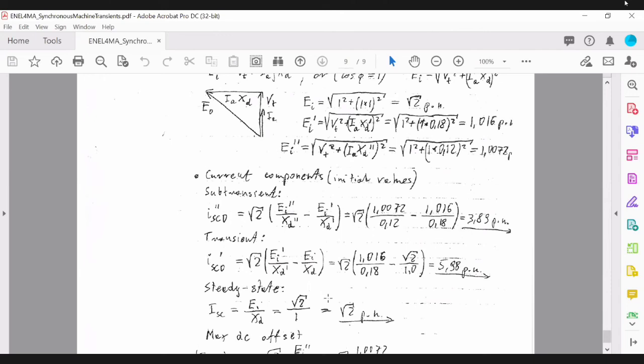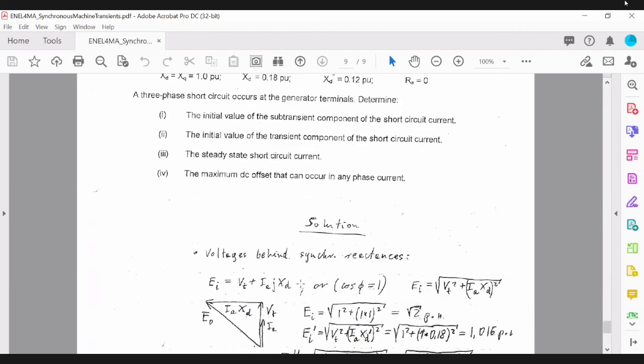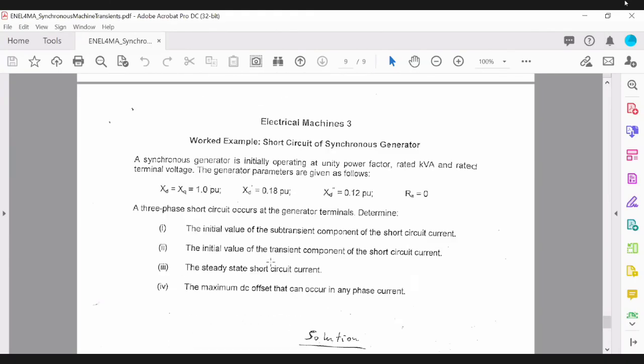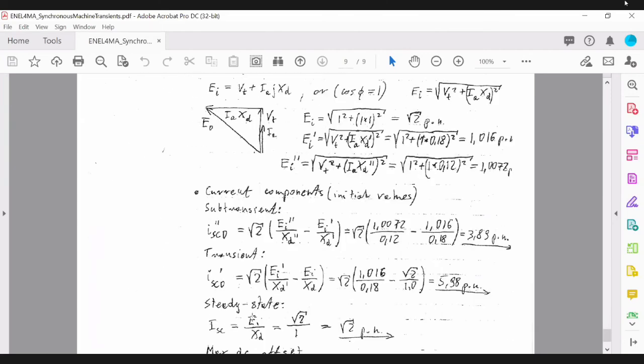So this is EI double dash over XD double dash minus EI dash over XD dash. Okay, so we're looking at this term here. This term is giving you the initial value of the subtransient short circuit current, I short circuit double dash naught. You substitute those values there and you can work it out.